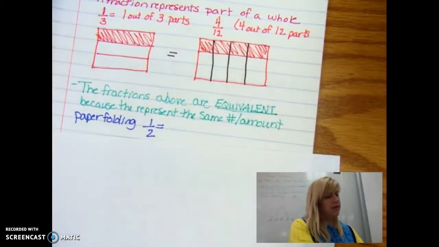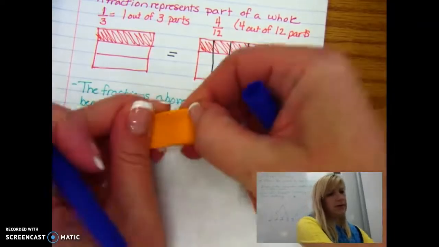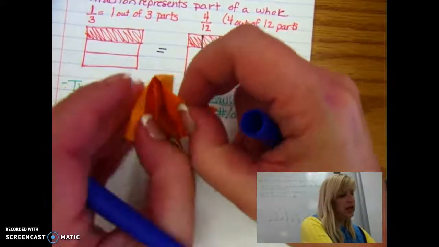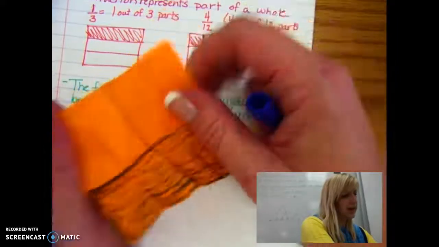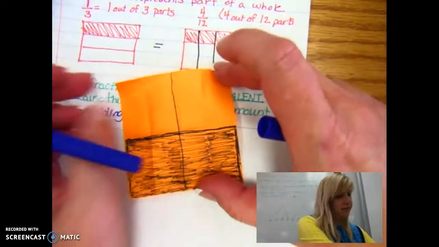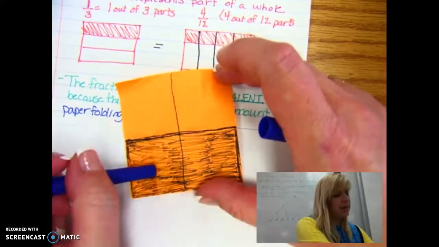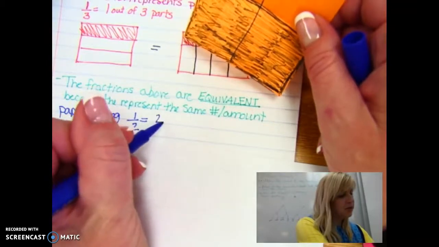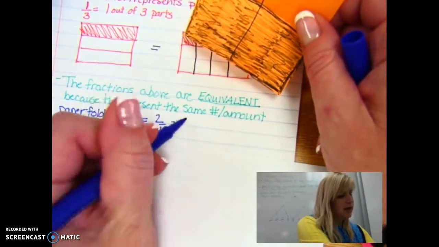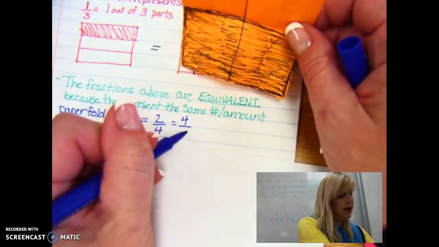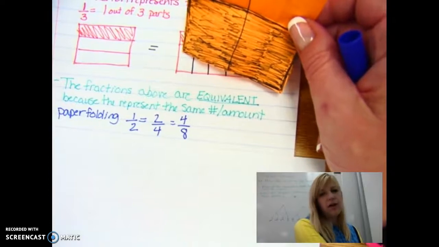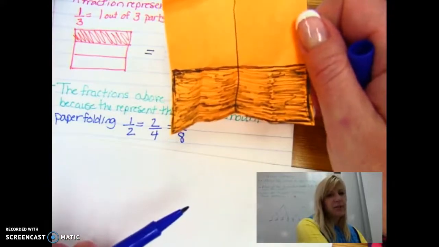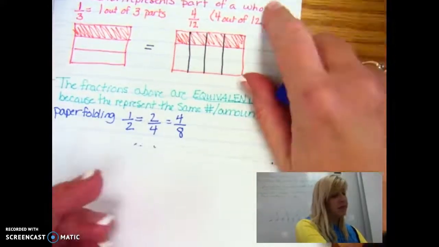So now let me fold it again. Remember, I didn't shade anymore. I'm just slicing it up. And if you can see, I now have 2, 4, 6, 8 pieces, but I have 4/8. So 1/2 is the same as 2/4, is the same as 4/8. All of those are equivalent. They represent the same amount. It's just that they've cut the pieces into smaller and smaller pieces. And we can really do this till the cows come home.